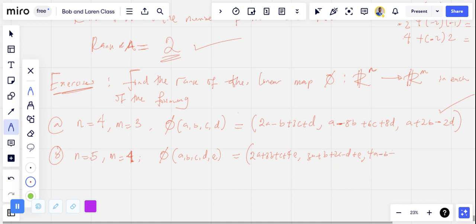4A minus B plus 3C minus 2E. And the last one is 5A plus 4B plus 3C. Then we have this as plus 3C. So please, I want to just hold on.